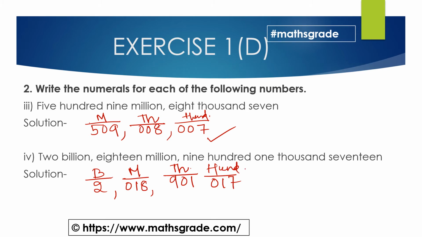This is the hundreds place, this is the billion place, 2 billion, 18 million. This is the million place; there is no digit in the 100 millions, only 10 and 8, so it will be 18 millions. And in the thousand place there is only 901, so 901,000. And in the hundreds place we have to put the symbol 0, and 17 in the ones and tens.